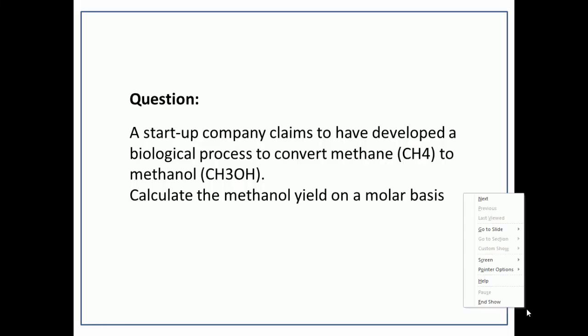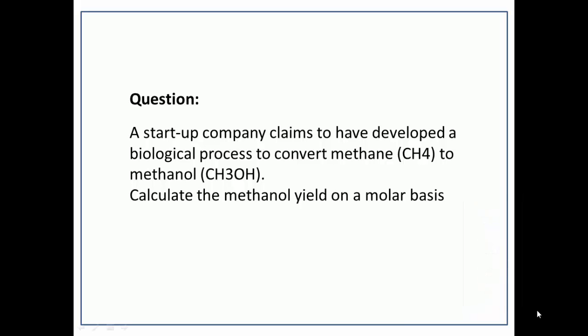Yeah, so I have an example here which I want to use in explaining how we choose what half reactions to use. The question is saying a startup company claims to have developed a biological process to convert methane to methanol. Calculate the methanol yield on a molar basis. So first, we want to formulate a stoichiometric equation using half reactions. The question will be, how do we determine what half reactions to use?